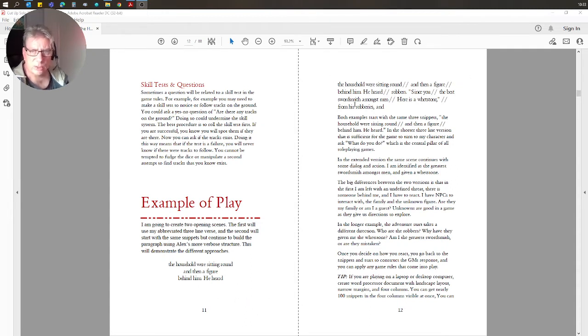So this is a literal extension of that first three lines, and it starts with the same snippets. The household was sitting round, and then a figure behind him he heard. Robbers, since you, the best swordsmith amongst men, here is a whetstone from his robberies. So I've expanded that out, and now we know the figure is some kind of robber or bandit, and he says he thinks I'm the best swordsman amongst men, and he's given me a whetstone that he's stolen.